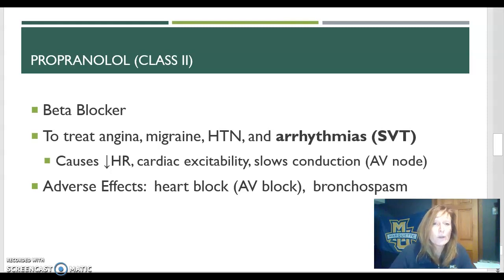This medication, we remember, is used to treat angina, also migraines, hypertension, and while we're studying this classification of medications, arrhythmias like SVT or supraventricular tachycardia, where the heart is beating very, very fast. And it does slow conduction through that AV node.